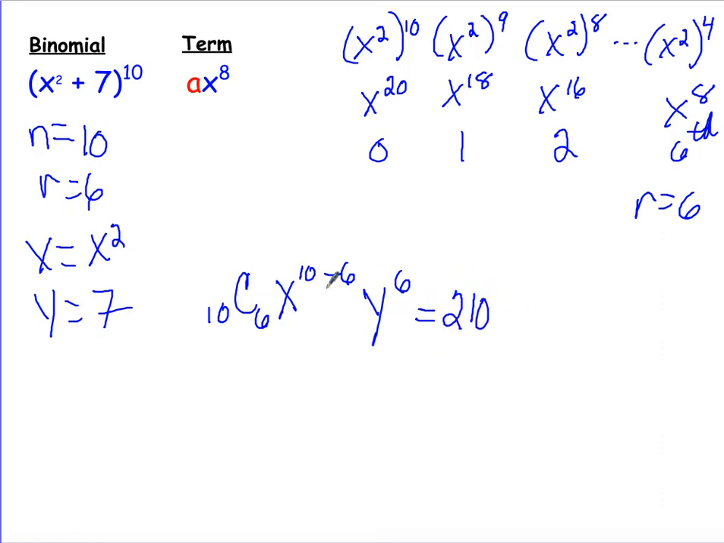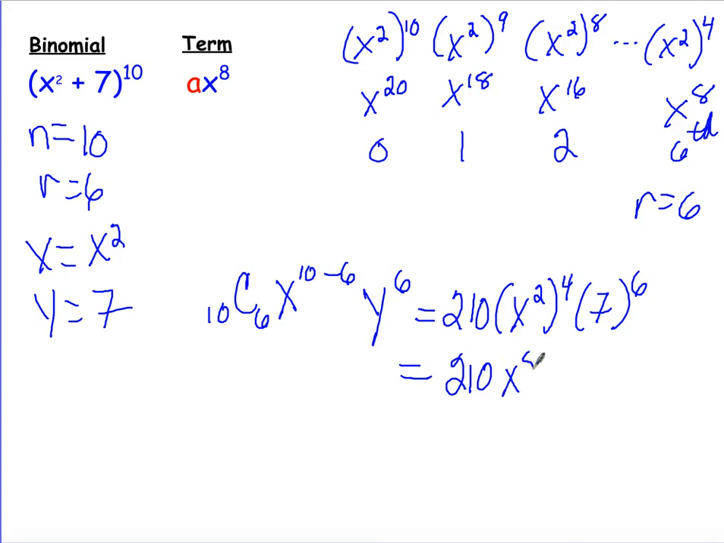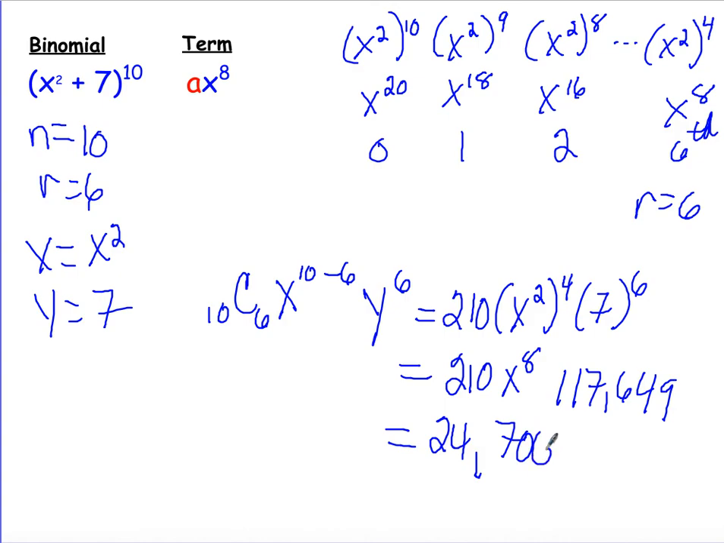and then x is really x squared, and this is raised to the 4th power, so you notice we're going to get x to the 8th, and then y is actually 7, so we're raising 7 to the 6th power, and you end up with a very large number. So this is going to be 117,649. You multiply all this good stuff together, you get 24,706,290 x to the 8th. And all we're interested in is the coefficient.